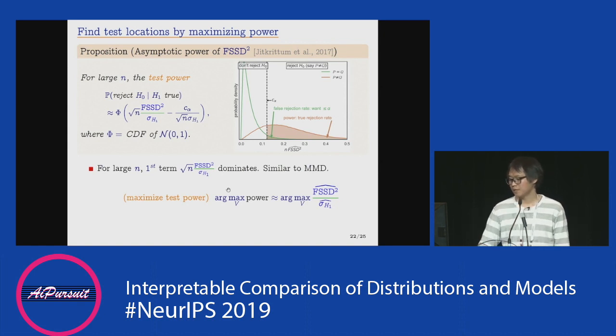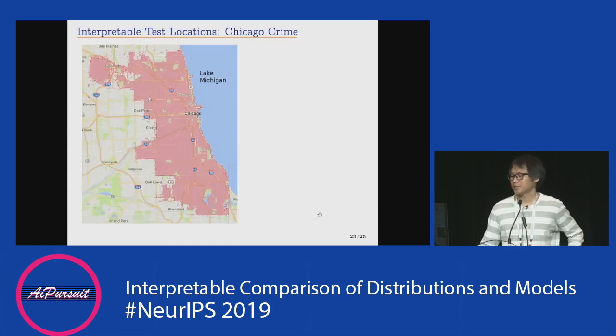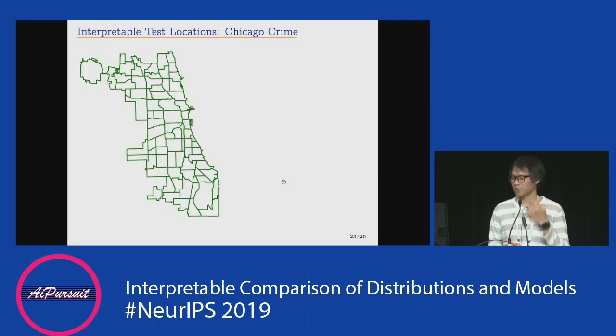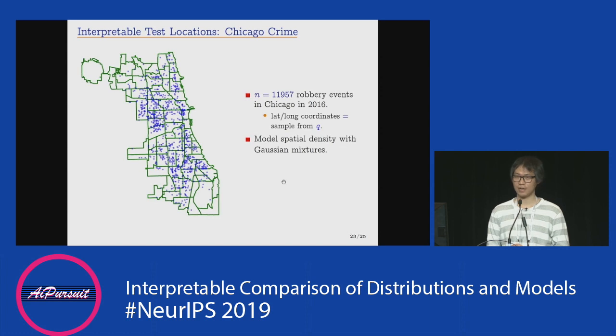And this ratio is our objective function for choosing the test locations. Okay, so to show you an example, I'm going to consider the Chicago crime example. So here's the map of Chicago. We are given a data set shown in blue, where each point represents a latitude-longitude coordinate of one robbery event in Chicago in 2016. The goal here is to model the spatial density of the crimes, the robbery events, with some models, Gaussian mixtures, say.